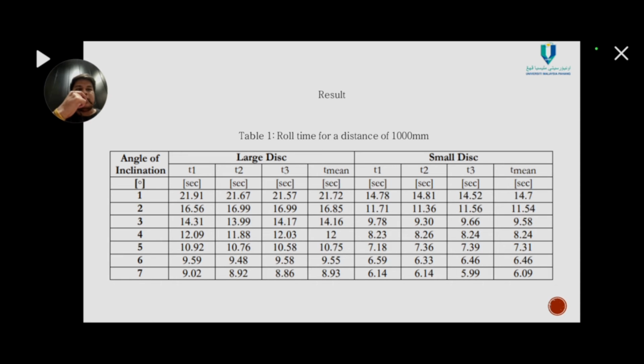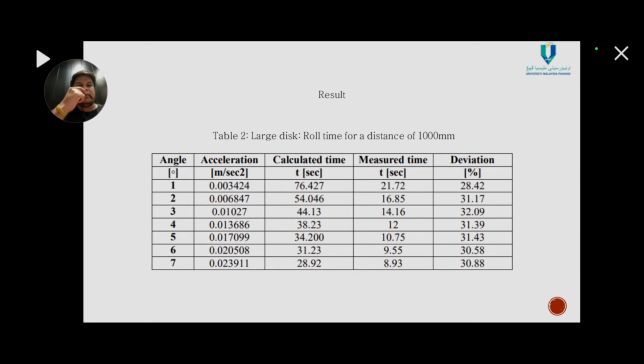For the conclusion about this result, at the angle of inclination of 7 degrees, the small disc is faster compared to the large disc.